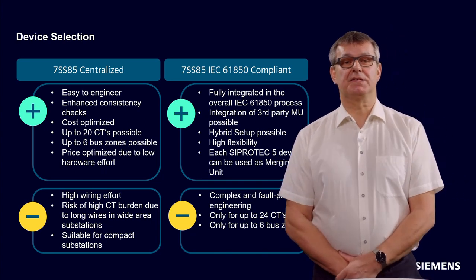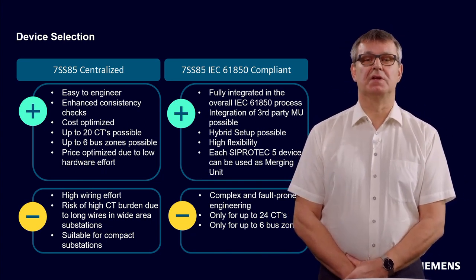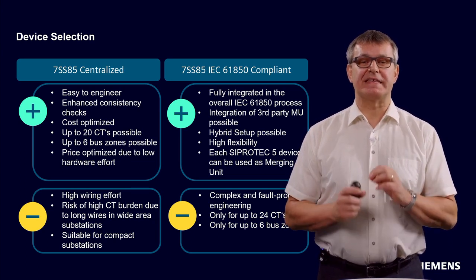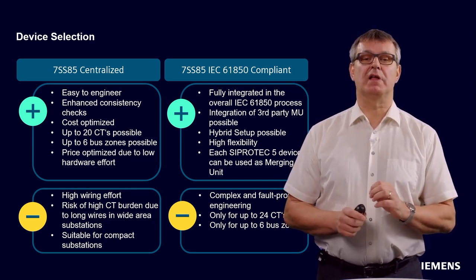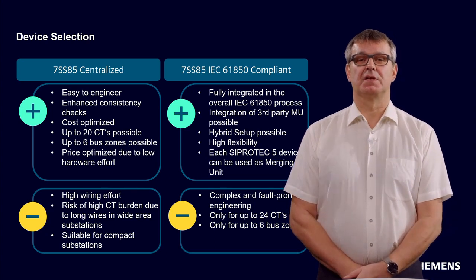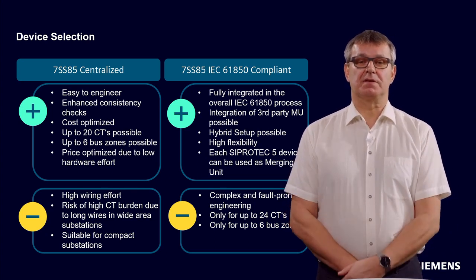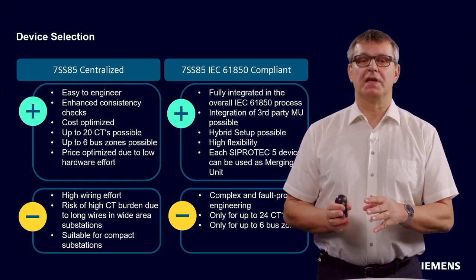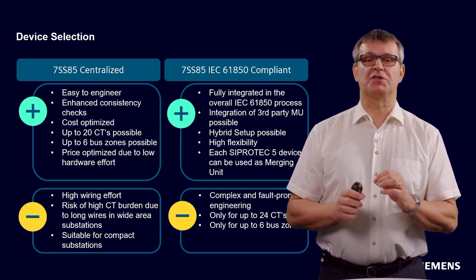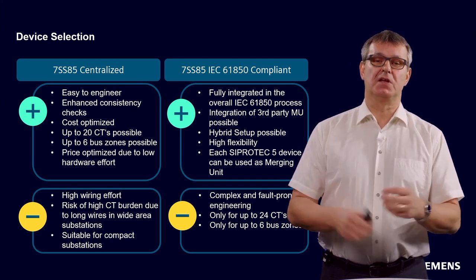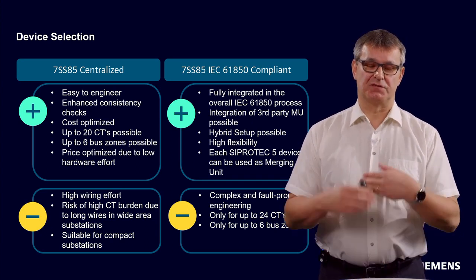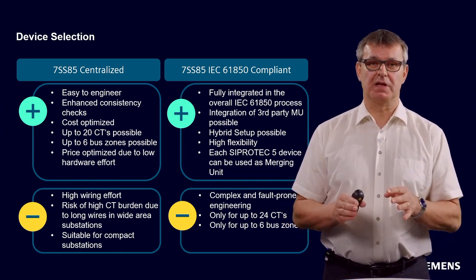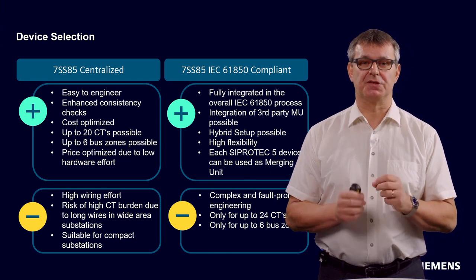Now the IEC 61850 compliant solution. Advantages: it can be fully integrated in the overall IEC 61850 process. A big advantage, also in contrast to the 7SS85 centralized unit, is the integration of third-party merging units. A merging unit from GE or ABB or anything else can also be used as a bay unit for the distributed busbar protection.